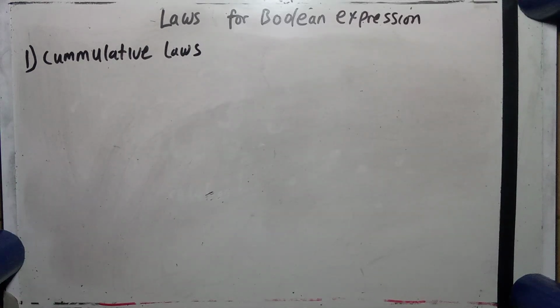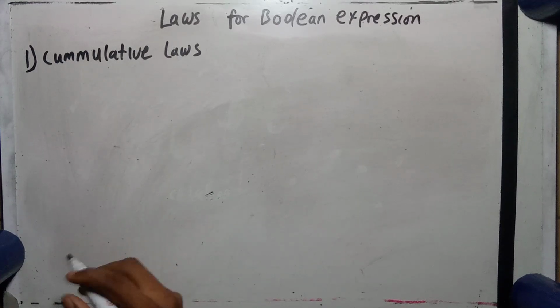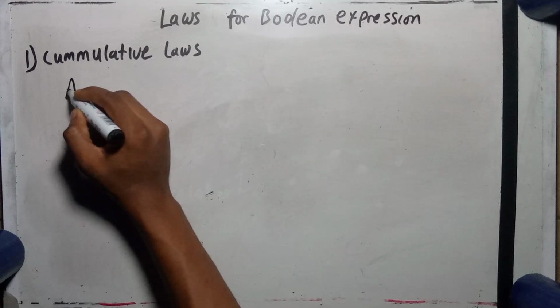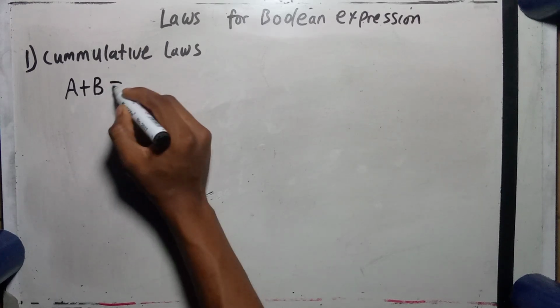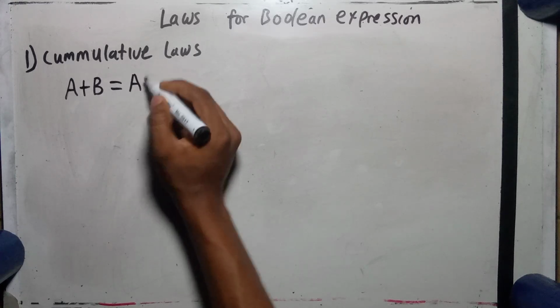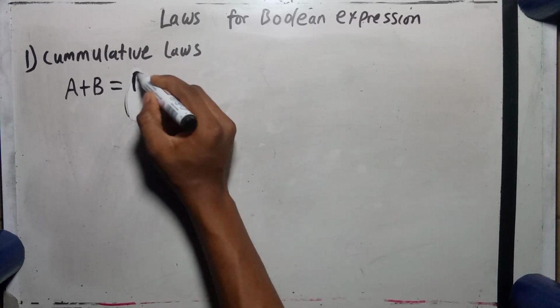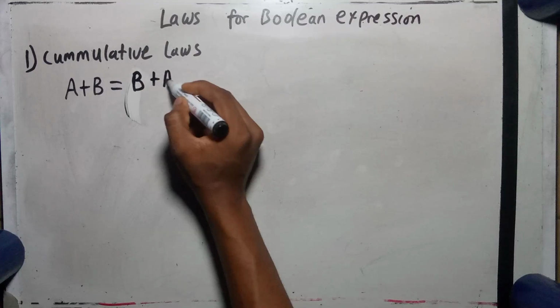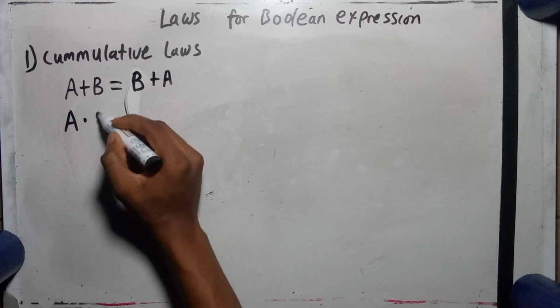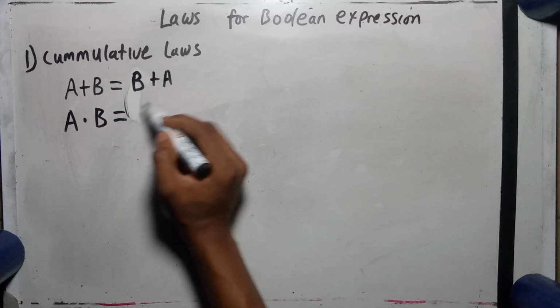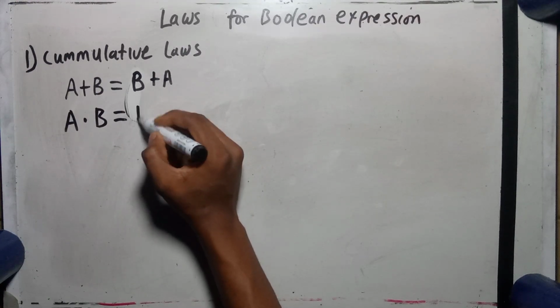Now, this one is just about exchanging the position of your variables. In Boolean expression, you can exchange the position of your variables and still get a correct answer. It doesn't matter whether it's in front or at the back. Each position can actually be interchanged.